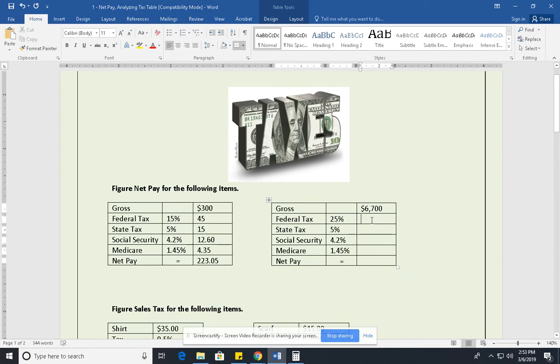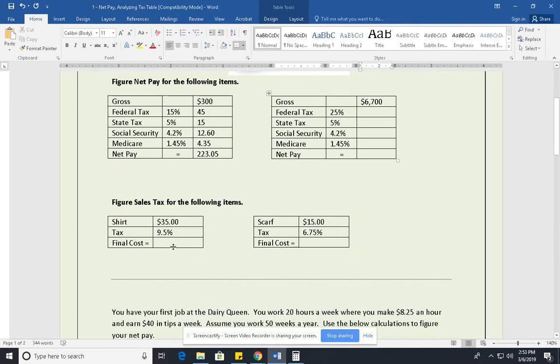Okay, so this one is the same idea, just bigger numbers. I'll let you do that. Let's move on down here.